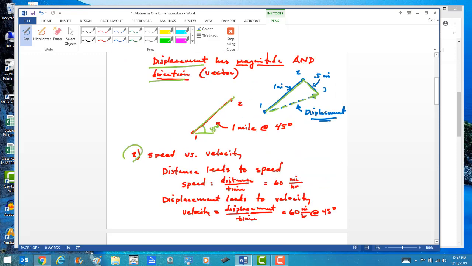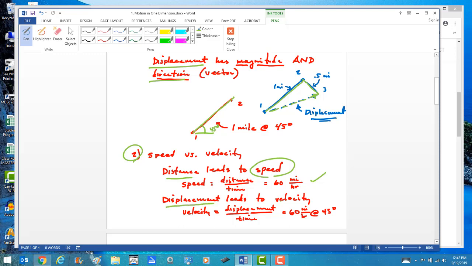But why this is important is because distance leads to a term we call speed. Speed is just distance over time. So if I walk that 1 mile in 1 minute, and there's 60 minutes in an hour, I would say that my speed in that case was 60 miles an hour. I'm just giving the magnitude only. That's what we call speed. It's just a scalar quantity, magnitude only, no direction.